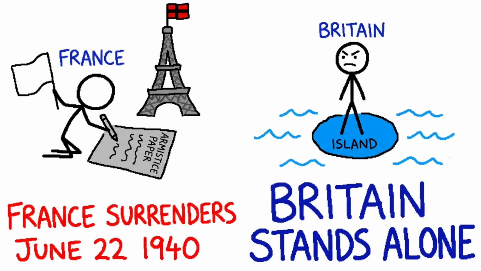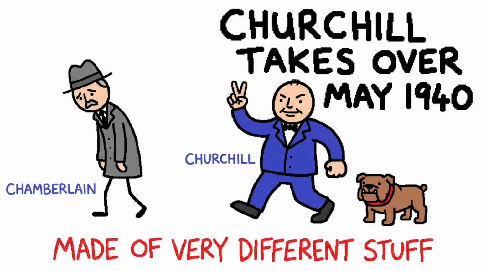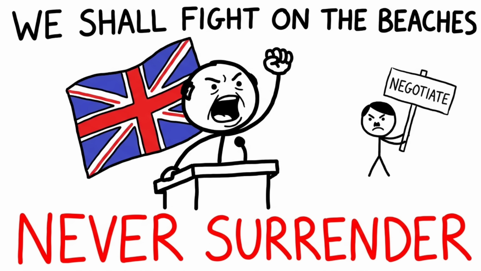On June 22, 1940, France signed an armistice with Germany. Paris had fallen. Germany now controlled most of Western Europe. Britain stood alone. Winston Churchill had replaced Chamberlain as British Prime Minister in May 1940, and Churchill was made of very different stuff. He told Parliament that Britain would fight on the beaches, on the landing grounds, in the fields, in the streets, and never surrender. And he meant it. Hitler expected Britain to negotiate.